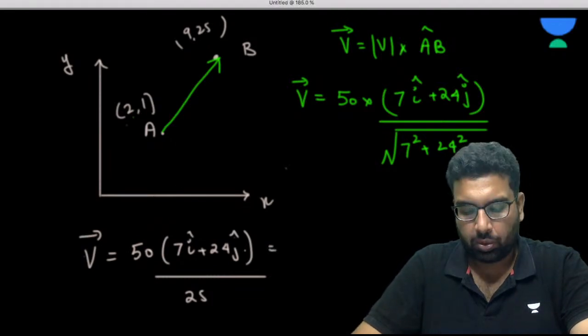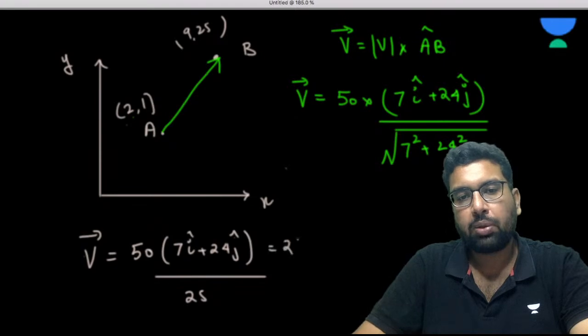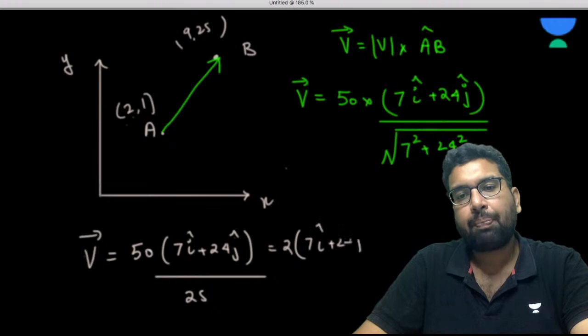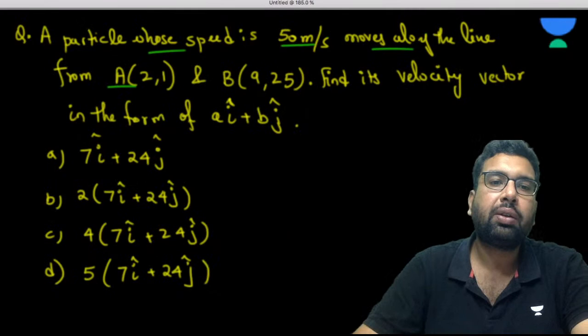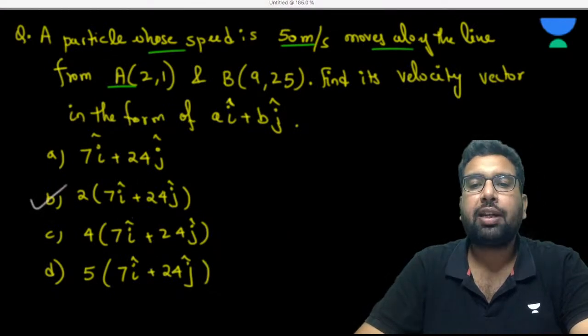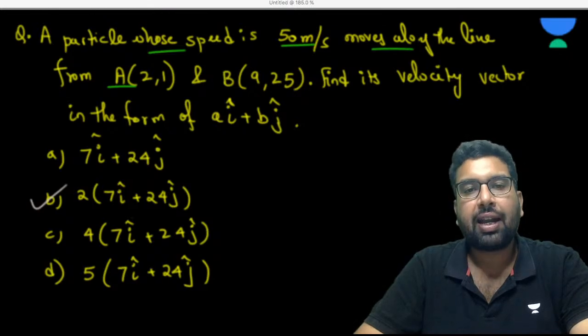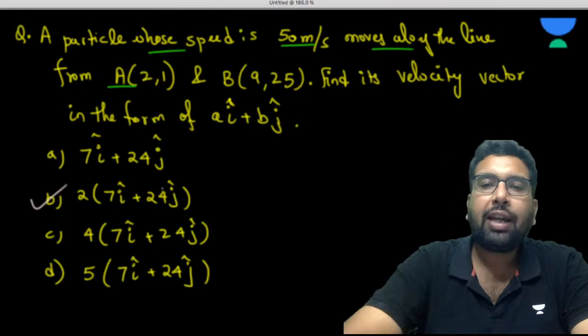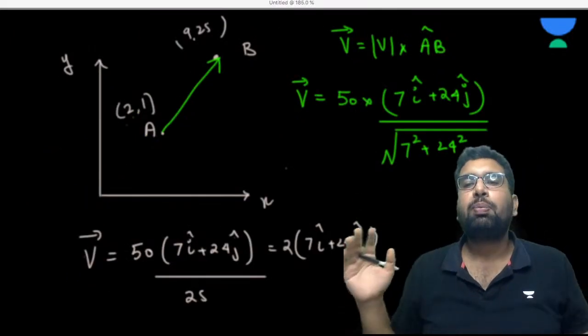So what is going to happen? 50 over 25, that is 2, times (7 i cap plus 24 j cap). So what is this going to be? It is going to be this one. Or it could have been written as 14 i cap plus 48 j cap. Understood? Understood?